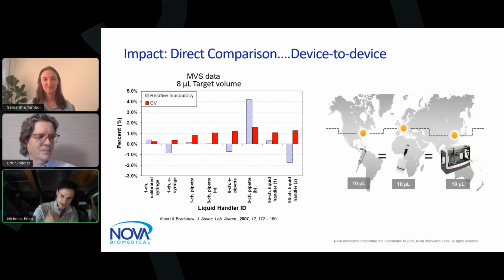So if you zoom out even more, if you're not optimizing at the bench level in the transfer steps and not optimizing from site to site, you'll notice a lot of variability, right? You have some places with relative inaccuracies of 5% and CVs upwards of 2%. And depending on the assay, that could be truly impactful as well. So zooming out once again, we really have to look at the manual steps all the way to the automated steps as well.